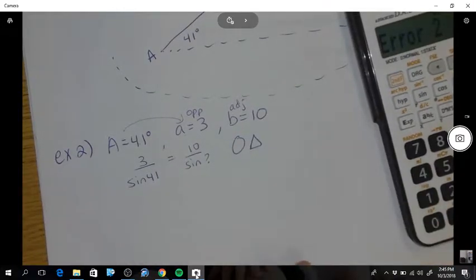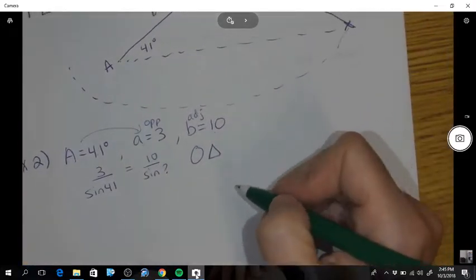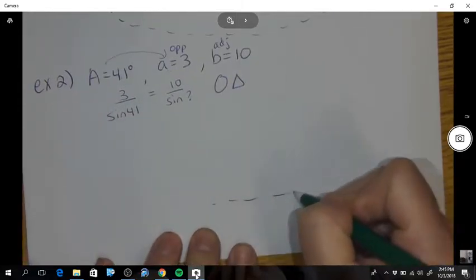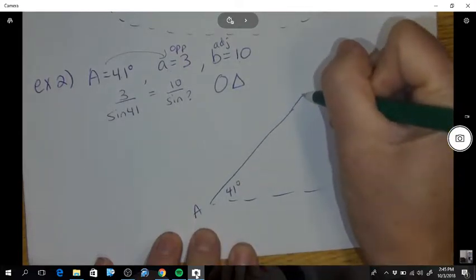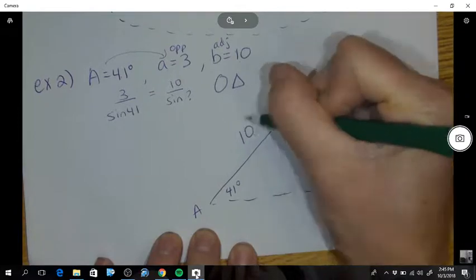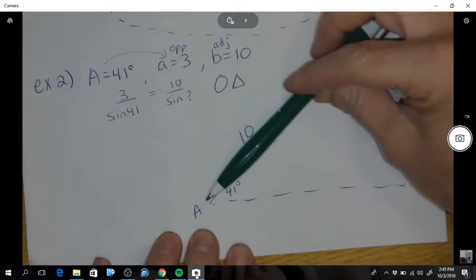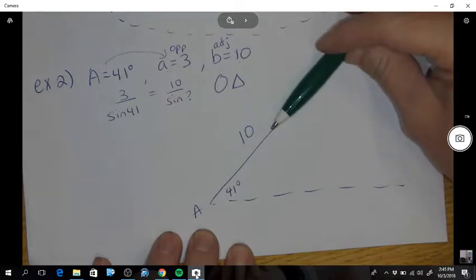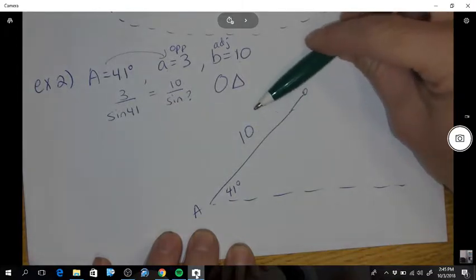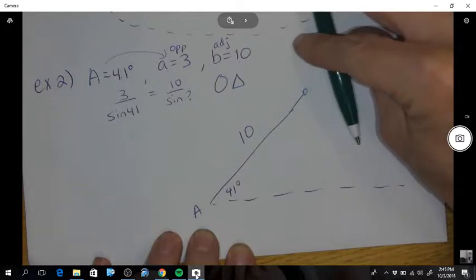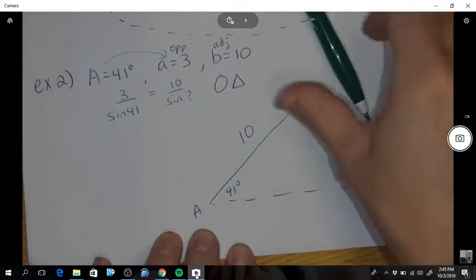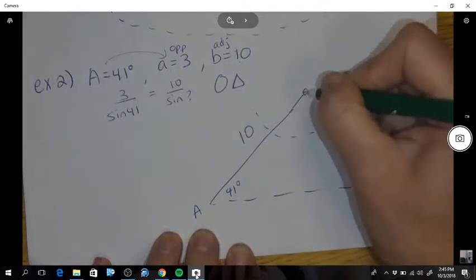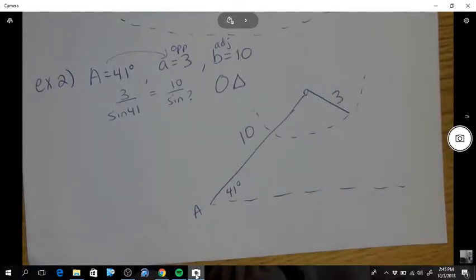So there's no triangles. I'm going to draw you a picture. Angle A is 41 degrees. Adjacent to it is 10. If this is 10, a length of 3 would be about here, less than halfway. So if you had a length of 3, it's never going to actually reach there. It's never going to connect to make a triangle.